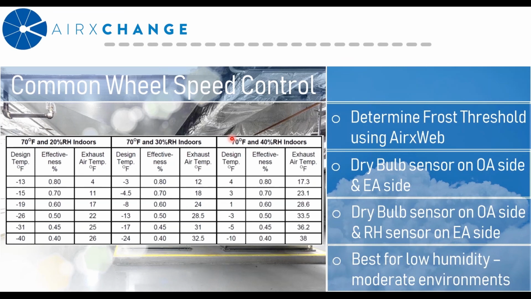Because of the unique nature of the more sensible process that wheel speed has a tendency to operate at, as a rule of thumb, wheel speed control is best suited to low humidity spaces and moderately cold environments. So typical spaces that I see this being used is K through 12 classrooms, office space, retail, and so forth.